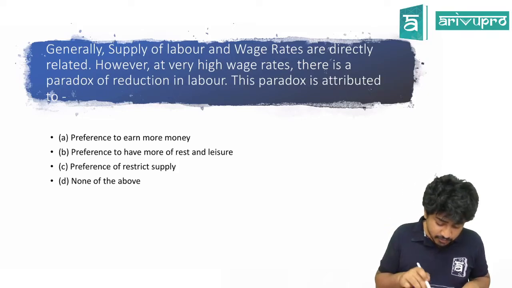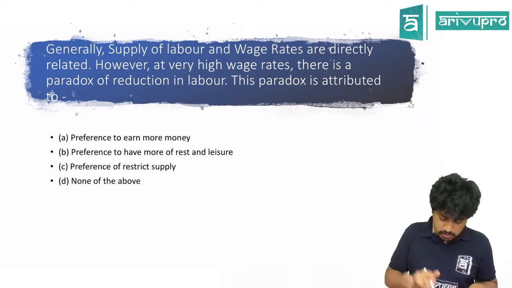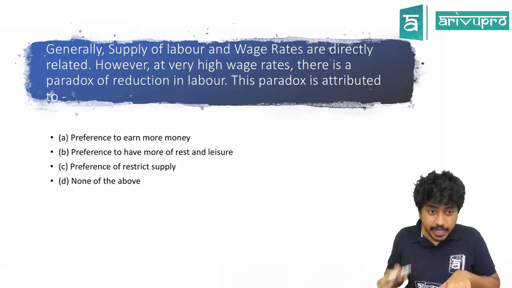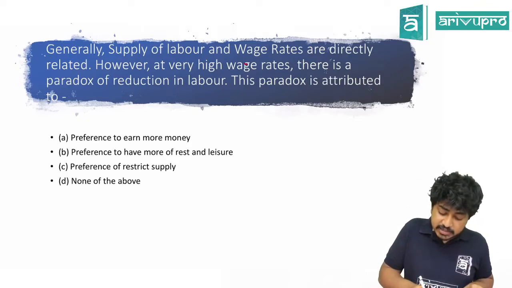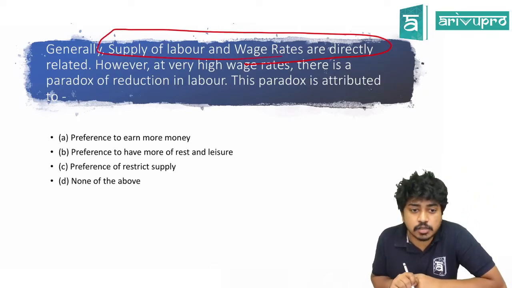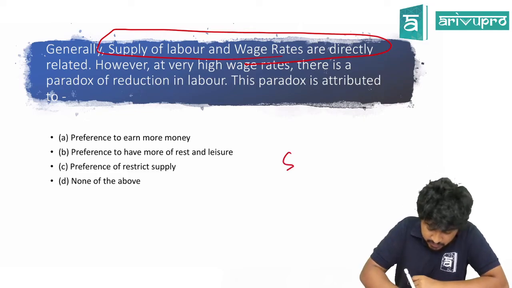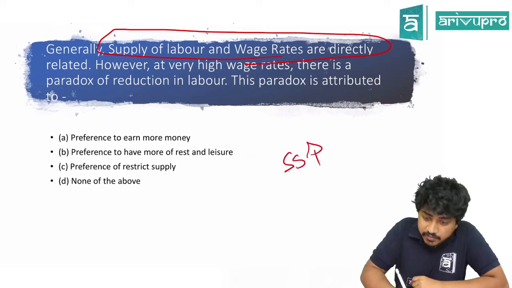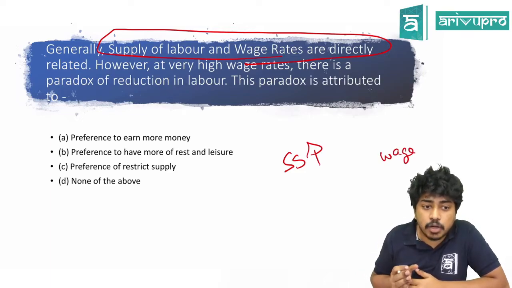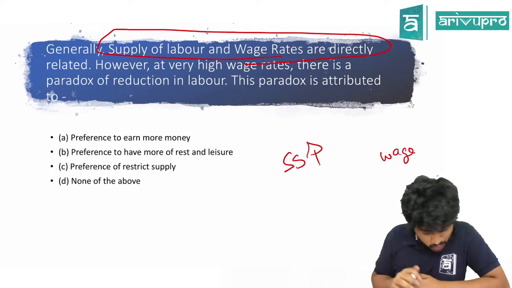Generally, supply of labor and wages are directly related. This is a new concept they are bringing. What are they trying to say here? First, interpret that. Supply of labor and wages are directly related. That is, as wages go up, supply goes up.